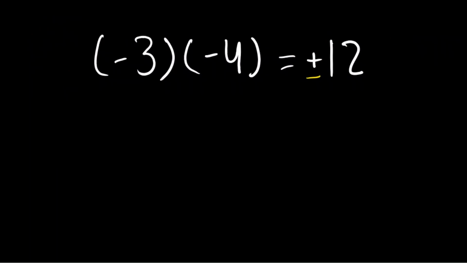Now let's look back to our first problem. Negative 3 times negative 4 is equal to positive 12. Now we understand why this is positive 12 and not negative 12. So negative 12 would definitely be wrong in this case. And remember, this rule is not right.